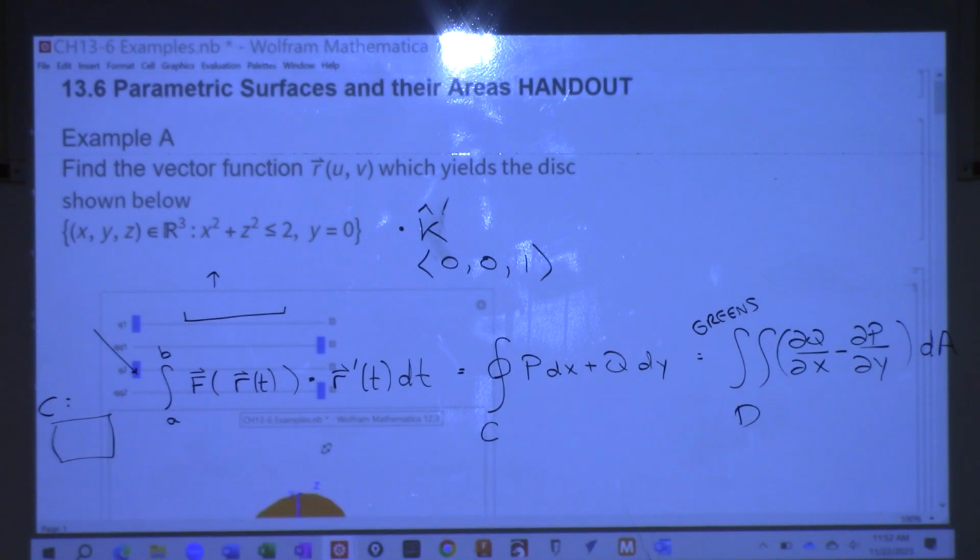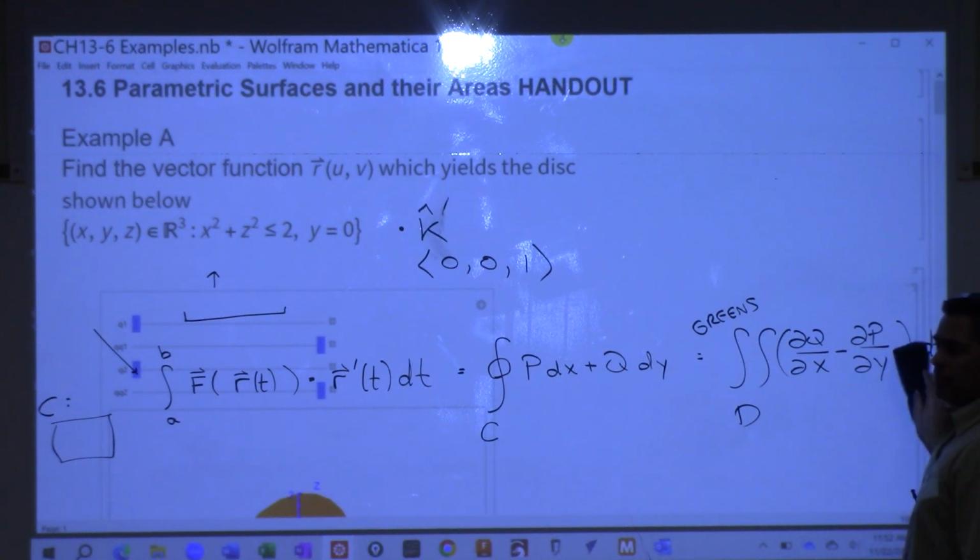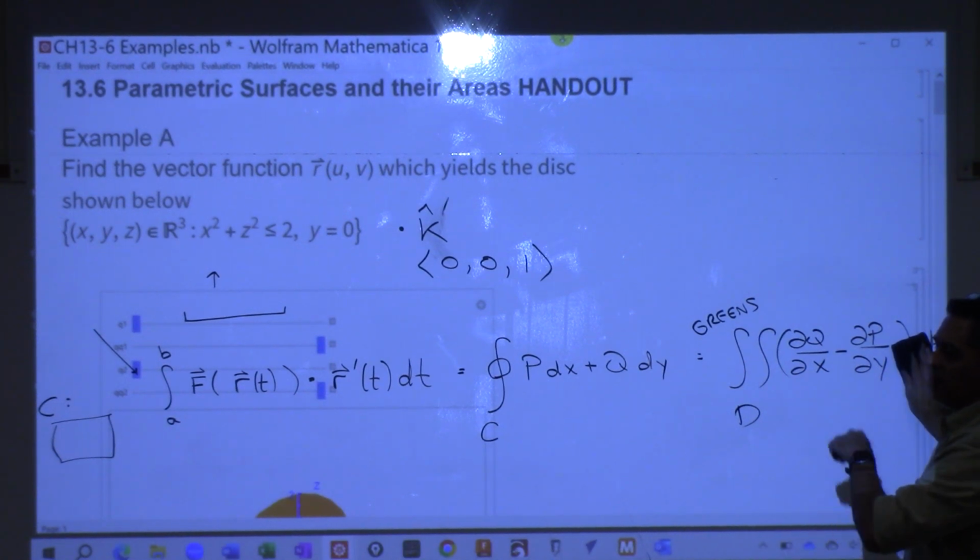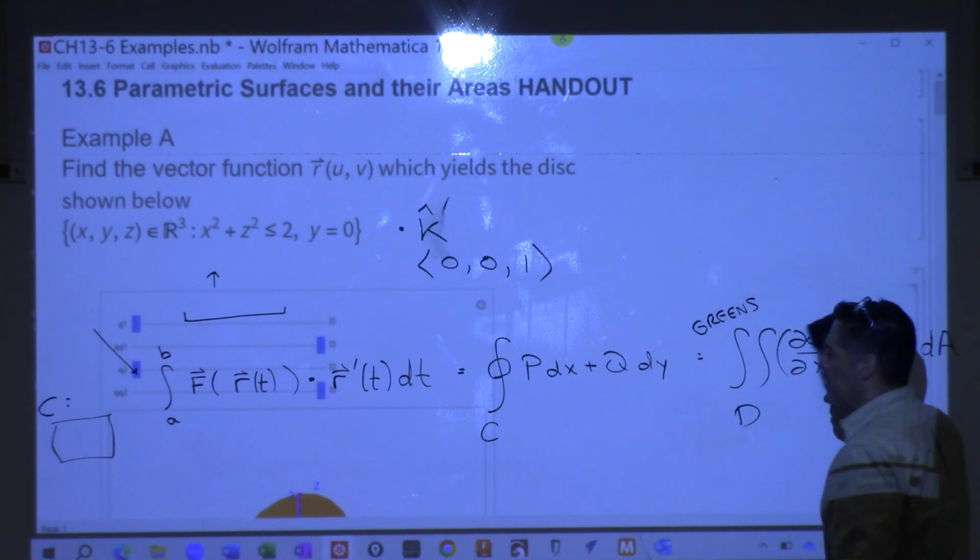Yes? You know how you just showed how you get Green's theorem? How you get Green's theorem? Yes. It was derived from that, right? Green's theorem was derived from that? Yes. It wasn't the other way around. It wasn't like we came up with Green's theorem and, oh, by the way, it looks like that. It was actually the other way.